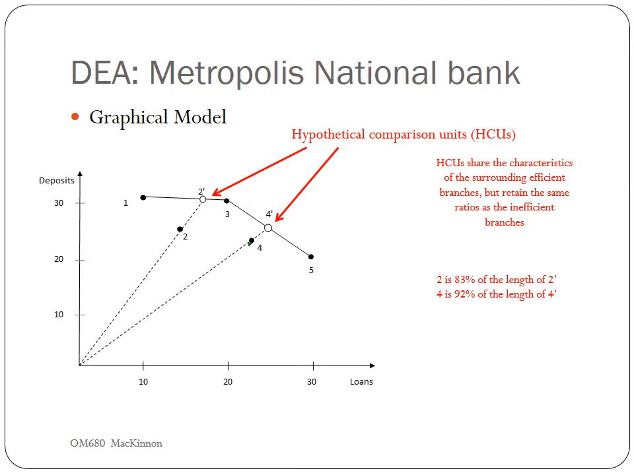Now there's one other topic to introduce, and that is the concept of the reference set. Branches 1 and 3 form the reference set for branch 2. In other words, we figure out the efficiency value for 2 by comparing it to branches 1 and 3. We figure out the efficiency for branch 4 by comparing it to branches 3 and 5.